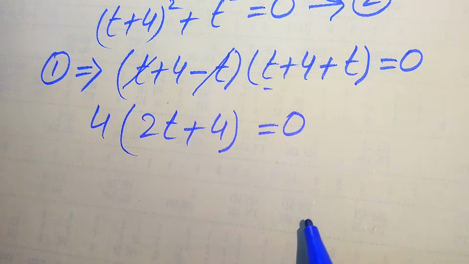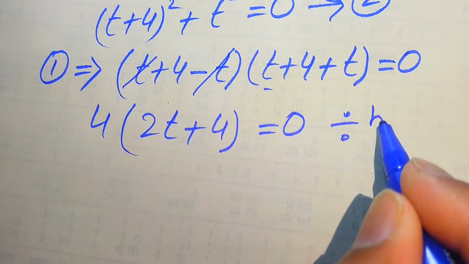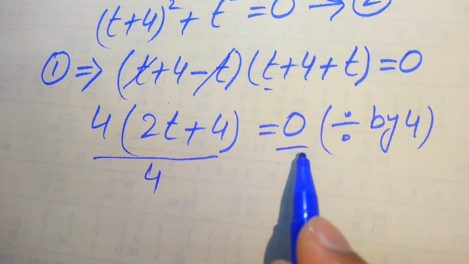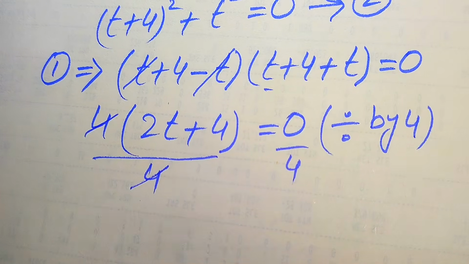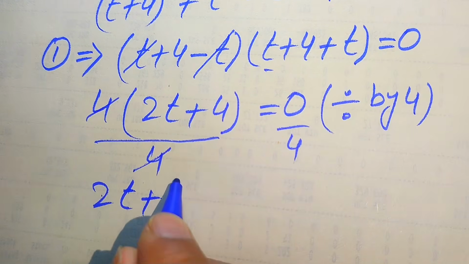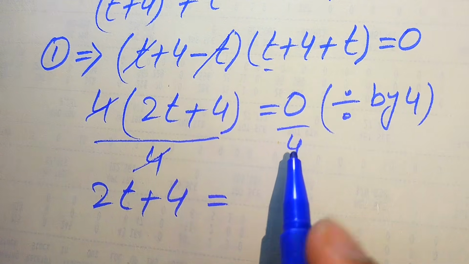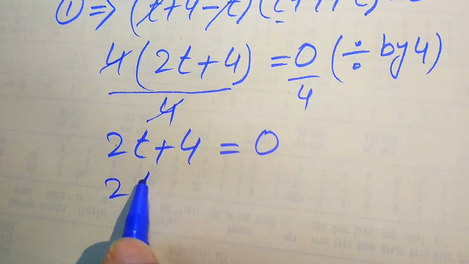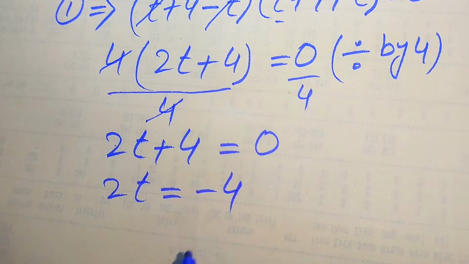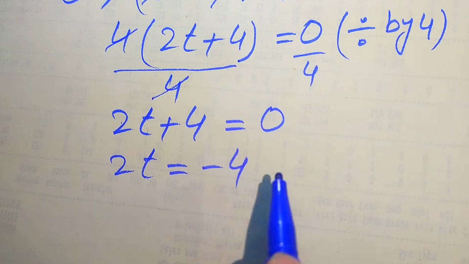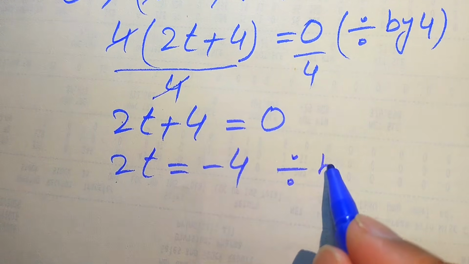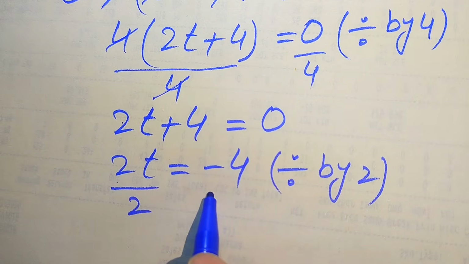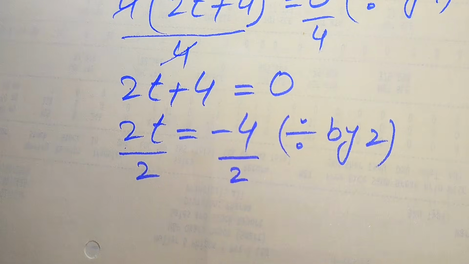So here our target is to find the values of t. For this we need to remove this 4 from here, so we divide both sides by 4. When we divide by 4, this 4 and this 4 are gone, and we obtain 2t + 4 = 0, since 0 divided by 4 is 0. And here we move this plus 4 to the right hand side, and we get 2t = -4. Because our target is to find the value of t, we remove this 2 by again dividing both sides by 2, and it becomes 2t divided by 2 equals -4 divided by 2.